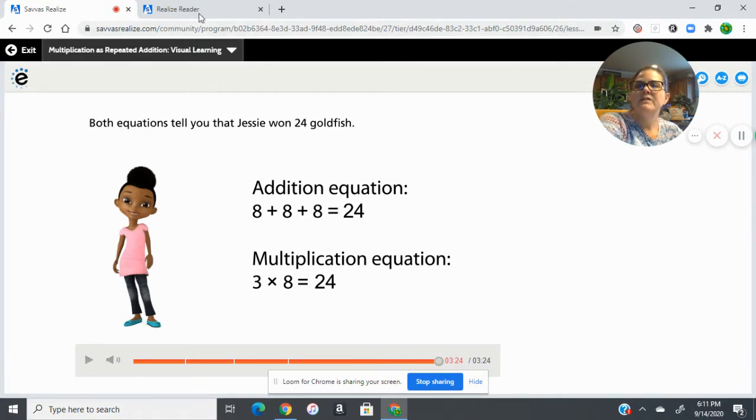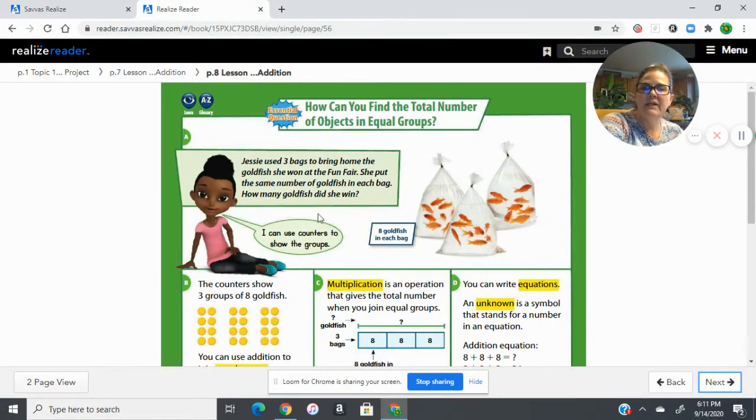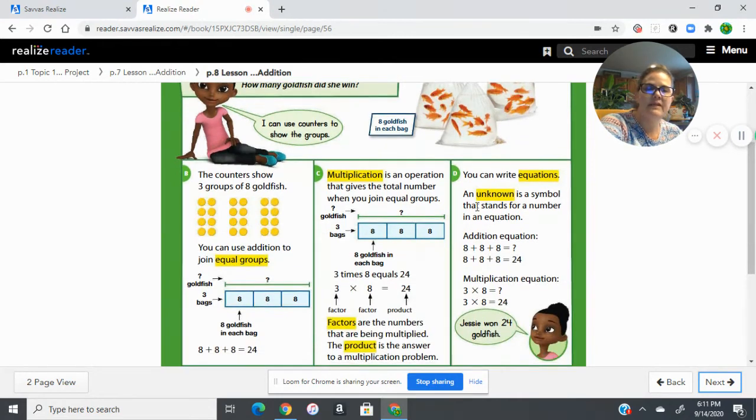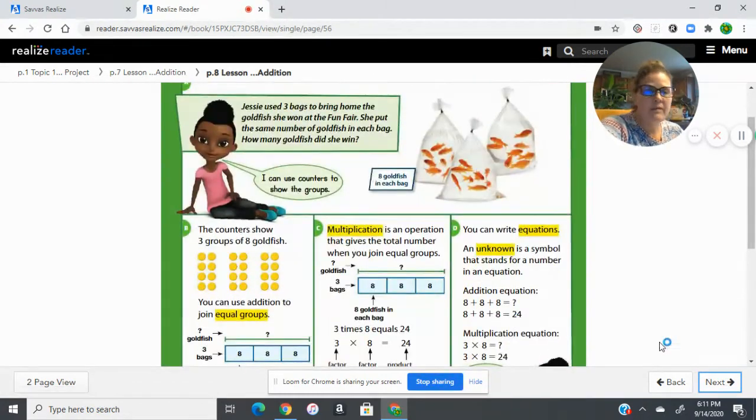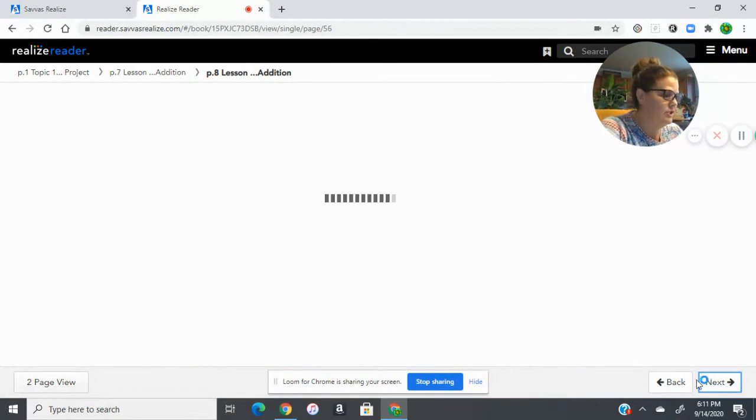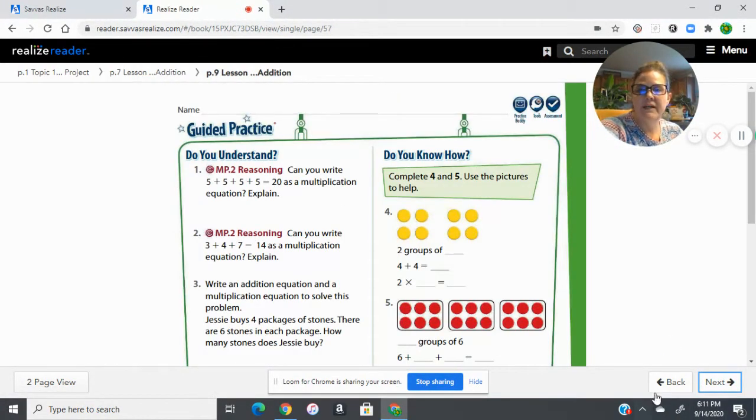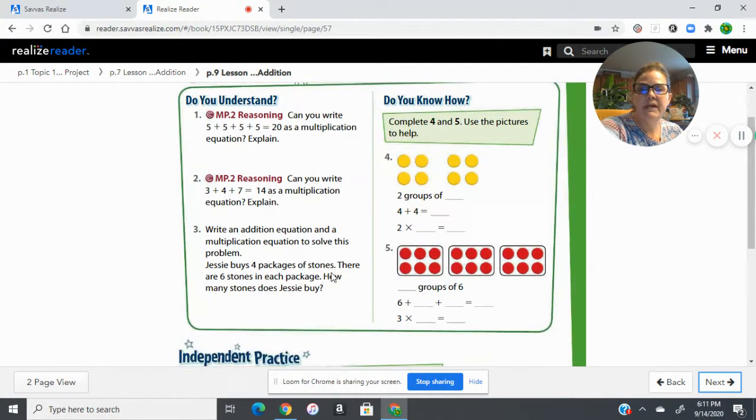All right, so we're going to go back to our book. So right here, it's showing us all those same things that the video just talked about. So when you're doing your math homework at home, you can go back here and see what they did so that it can help you with that. All right, we're going to go to the next page, page 9, and we have guided practice.